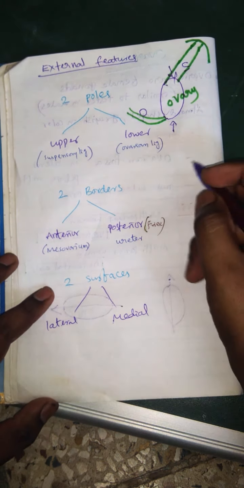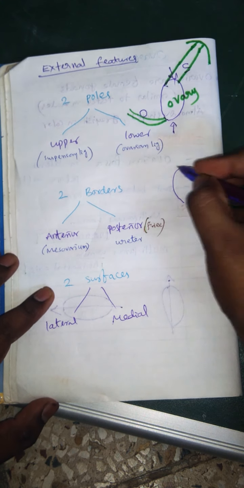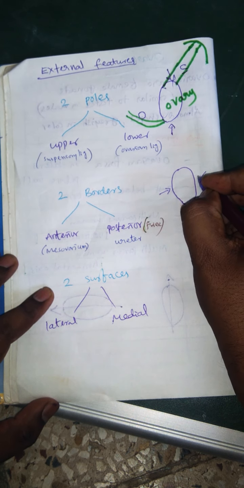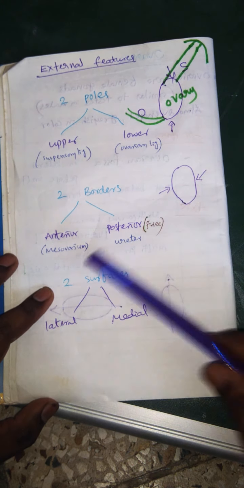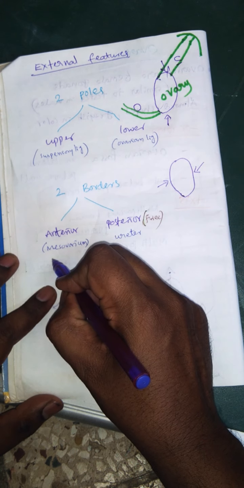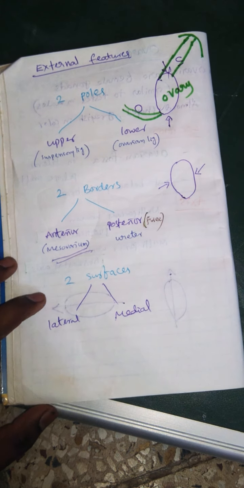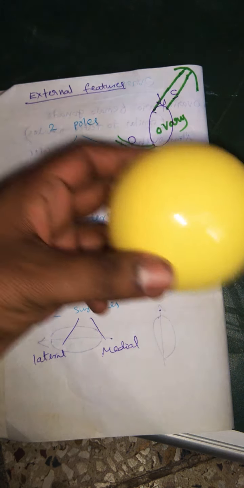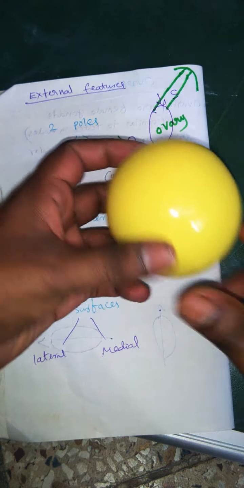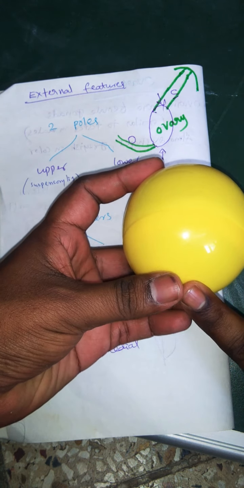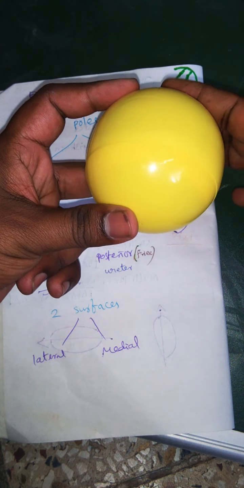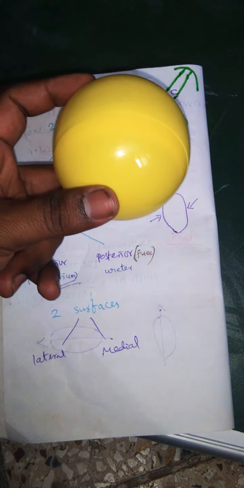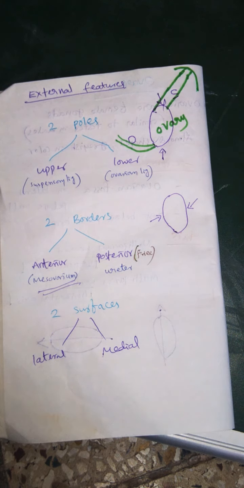Borders: it has two borders. One is the anterior border and one is the posterior border. The anterior border is related with the mesovarium. To understand this mesovarium, for example, this is the ovary, which has an anterior border and a posterior border. Here you need to understand one more thing, that is the broad ligament of the uterus.